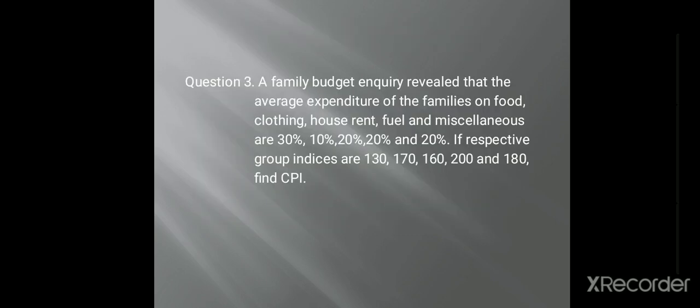Question number 3. A family budget enquiry revealed that the average expenditure of the families on food, clothing, house rent, fuel and miscellaneous are 30%, 10%, 20%, 20% and 20%. If respective group indices are 130, 170, 160, 200 and 180, find consumer price index. That completes the assignment questions. Students, solve these questions and you will get the answer in the next session.